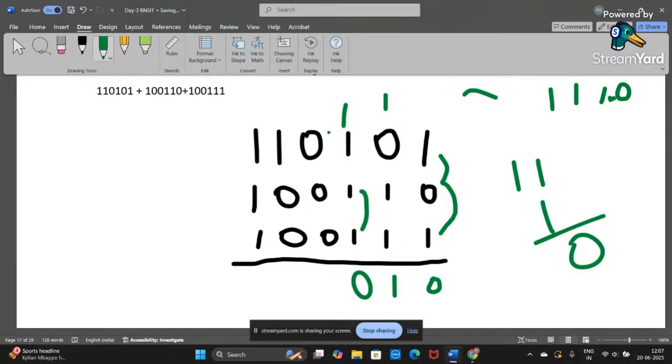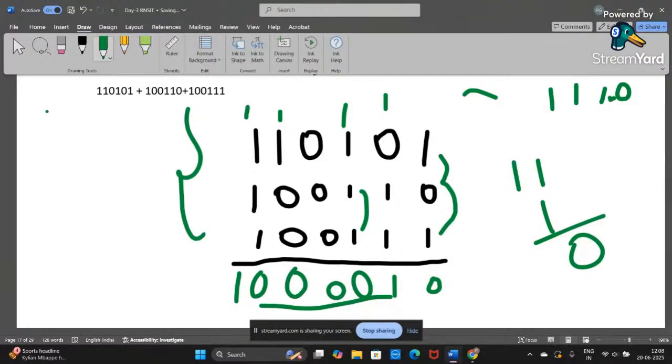Then 0 plus 0 plus 0, so it is 0. Here, this carry forward will be there, right? That will be here. Then this also will be carry forward, 1 will be there here. So 1 plus 1 it is 10. So that we are writing here and 1 will be carry forwarded. Then 1 plus 1 it is 10, 10 plus 1 it is 11, plus 1 it is 0 and 1 will be carry forwarded. So this will be the answer for this 3 addition.